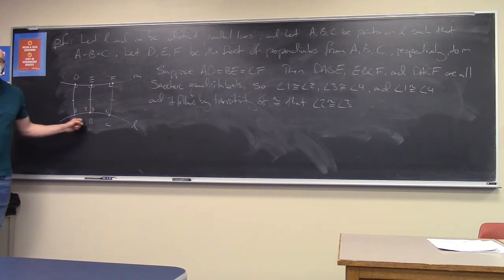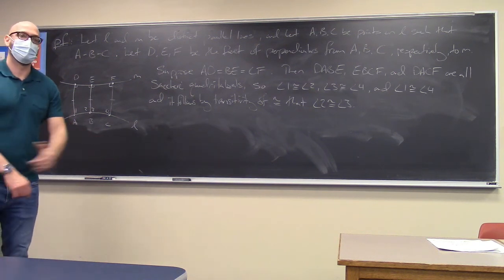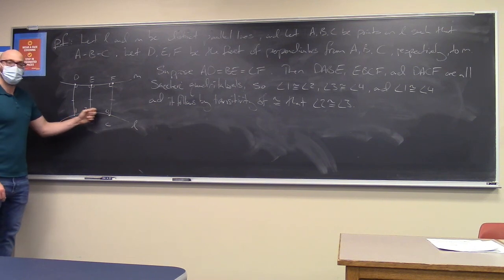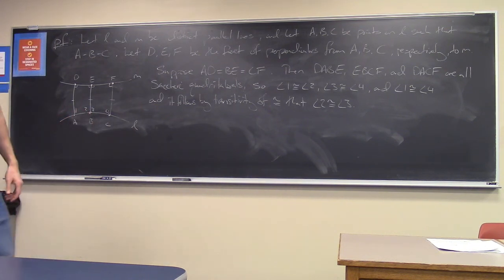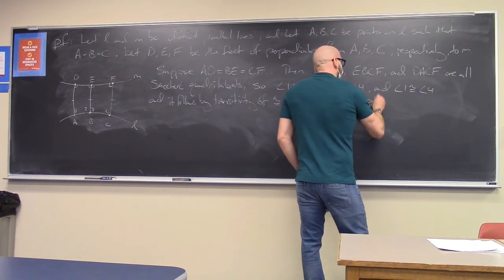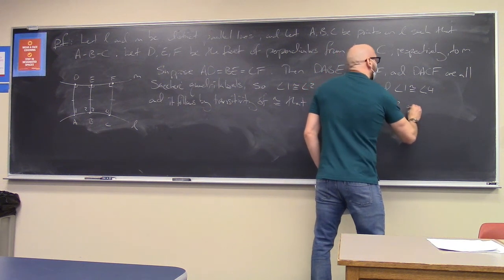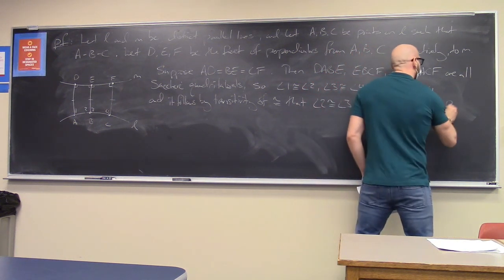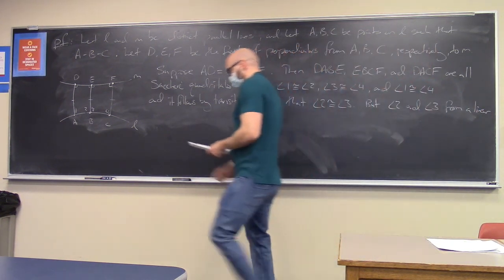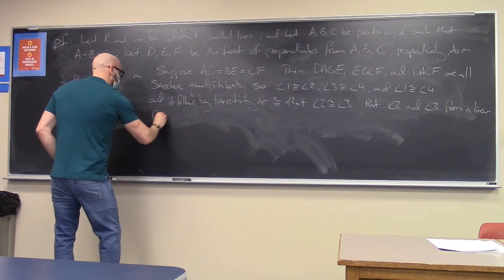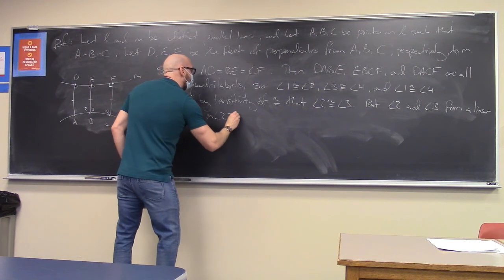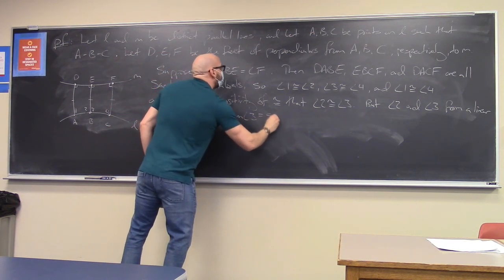But what's true about angle 2 and angle 3? They form a linear pair, right? So their sum has to be 180. If they sum up to 180 and they're equal in measure, then they both must be 90 degrees, right? Angle 2 and angle 3 form a linear pair. Hence, the measure of angle 2 equals the measure of angle 3, and must be 90.